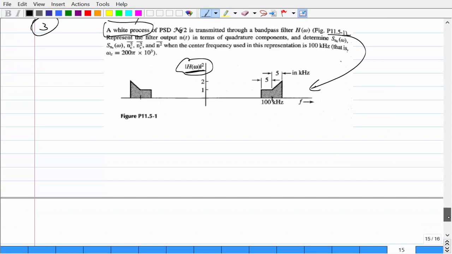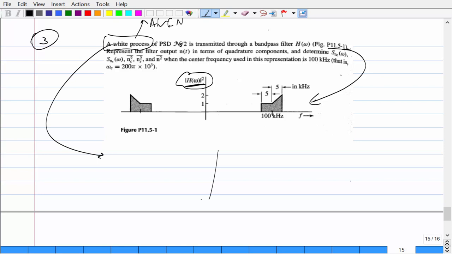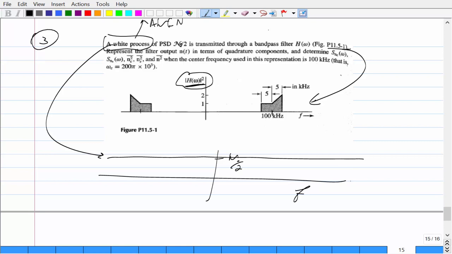All right, so a white process is transmitted through a bandpass filter. So remember what a white process looks like. It's basically going to be N0 over 2 for all frequencies. And then when you pass it through a bandpass filter, because this is already squared, all you have to do is take each of these little triangles and multiply this by N0 over 2. So what's going to happen is the output, let's see here.